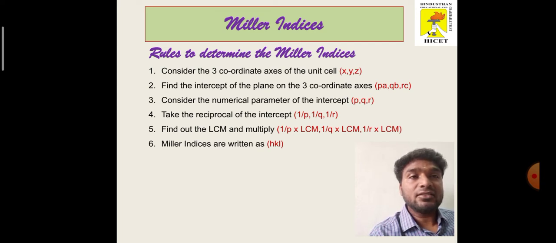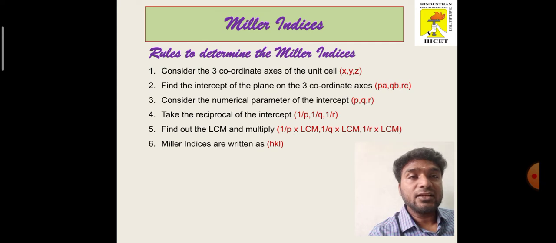Now, what is the third step? Consider the numerical parameter of the intercept. Numerical parameter means p, q, r. We have to consider the numerical parameter alone. The next step, take the reciprocal of the intercept. Reciprocal you have to take: 1 by p, 1 by q, 1 by r within the parenthesis.